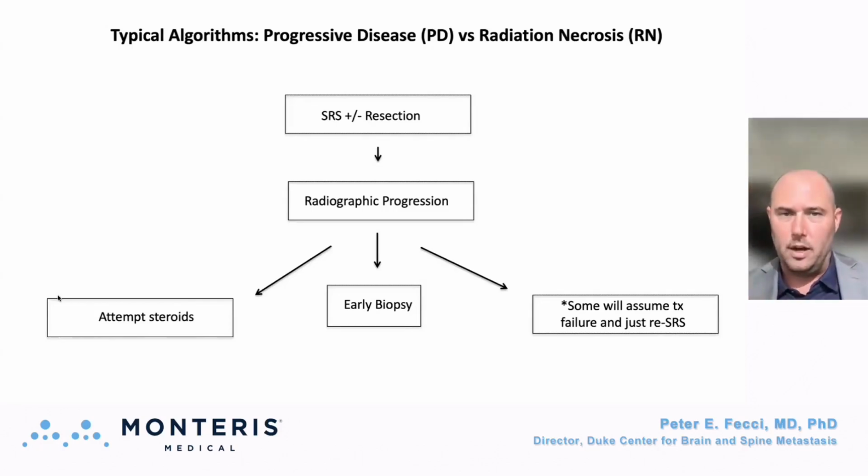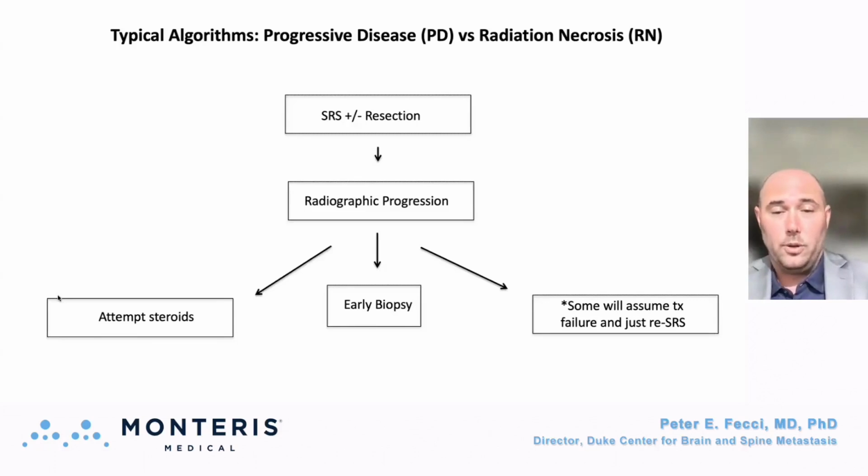Those patients have undergone SRS plus or minus resection, depending on what the lesion looked like. And now they're some months later, maybe even years later, and you see evidence of radiographic progression. How has that been handled traditionally? Very often, many people historically would just try steroids, and if steroids worked, they'd conclude that it's radiation necrosis, and if steroids didn't work, they would conclude that it is progressive disease. They might try imaging with things like perfusion imaging and draw conclusions from that.